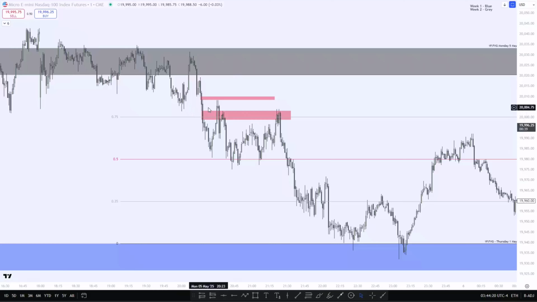Okay, so that's your premium array. Your premium array, guys, is going to form, when bearish, in the upper quadrants of the range you are trading. When bullish, your discount arrays, so your discount fair value gaps, bullish fair value gaps, will form in the lower quadrants as price travels up.